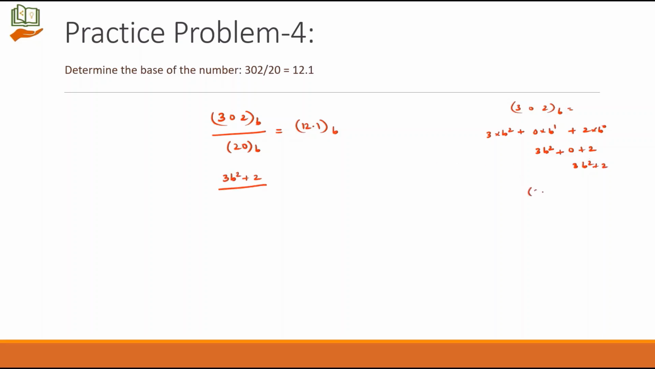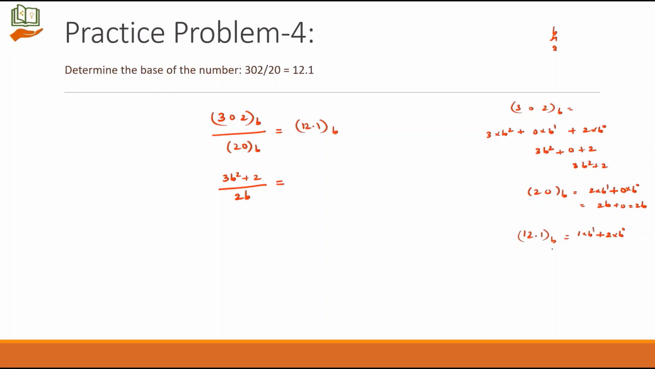So next we have to write 20 to the base b. So this is 0 into b power 0 plus 2 into b power 1. This is equal to 2b plus 0, which is equal to 2b. So we have 2b here, which is equal to 12.1 to the base b. Not necessarily you have to go with base b. You can use base r, you can use base x, any number, but make sure you know which notation you are using. So 12.1 can be written as 2 into b power 0 plus 1 into b power 1.